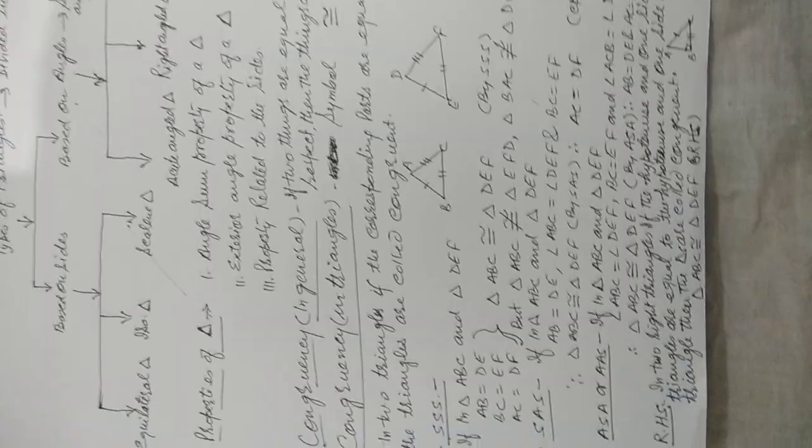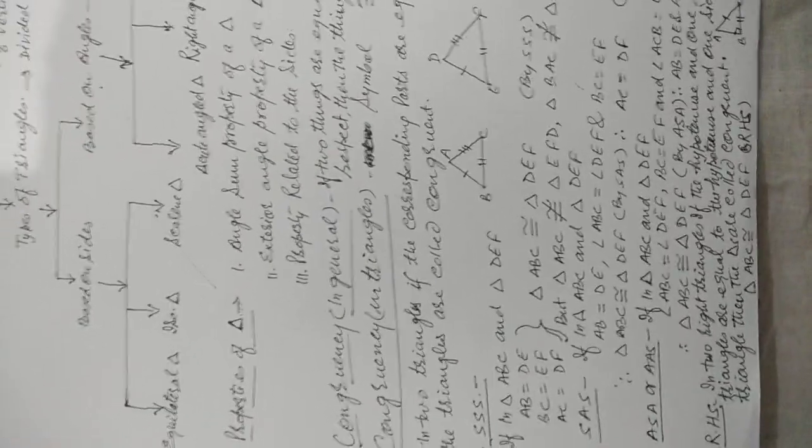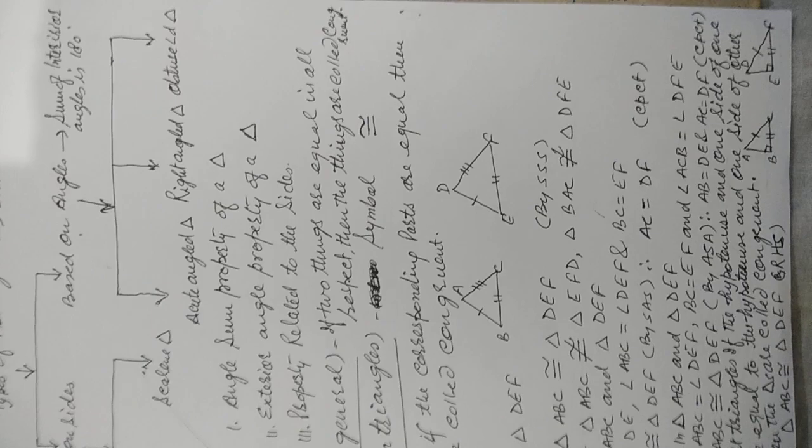Now we come to the congruency. If I say, what is the congruency in general? In general, if two things are equal in all respects, then the things are said to be congruent.